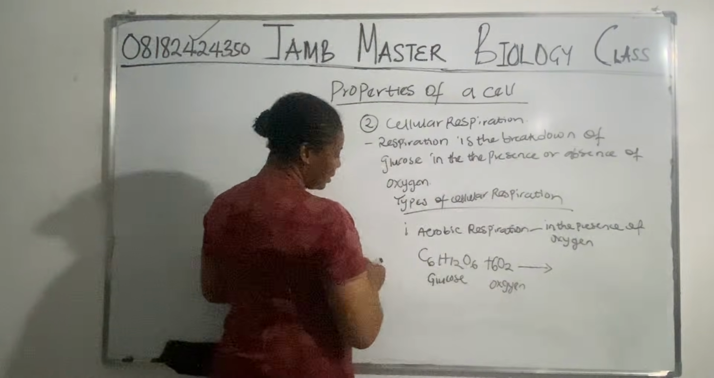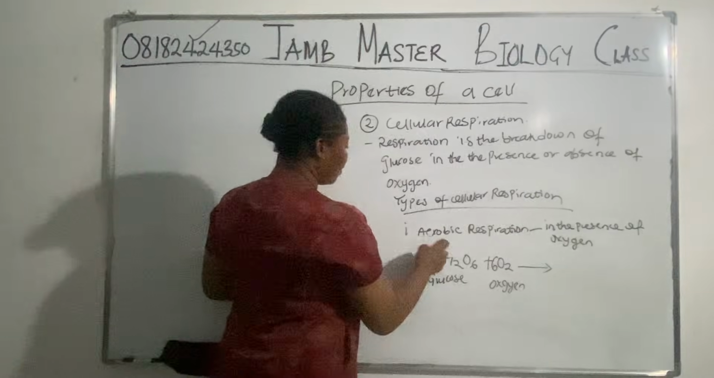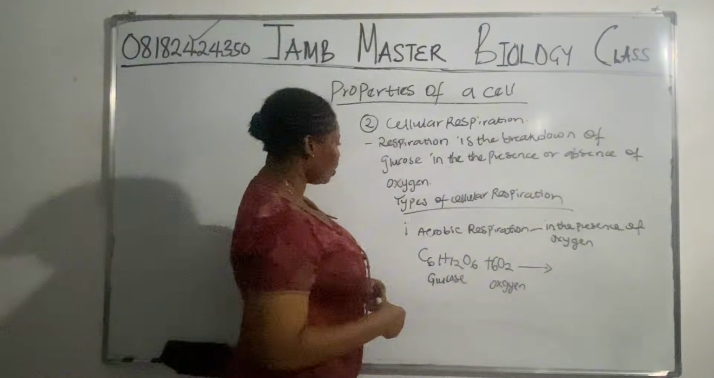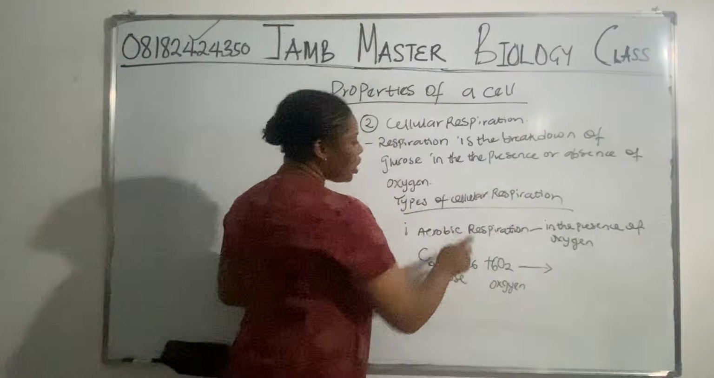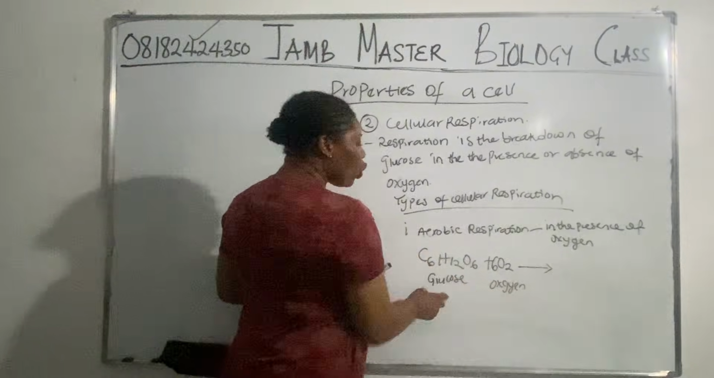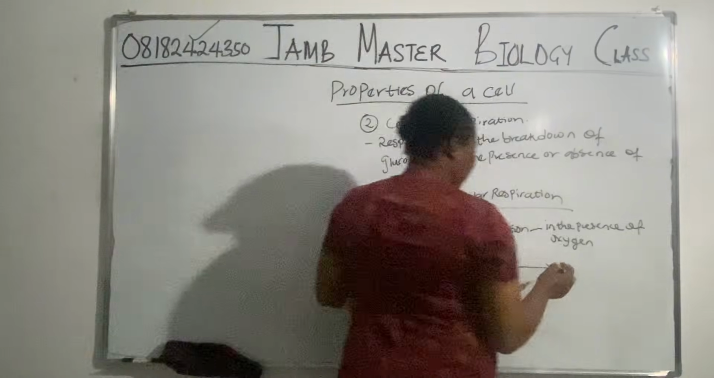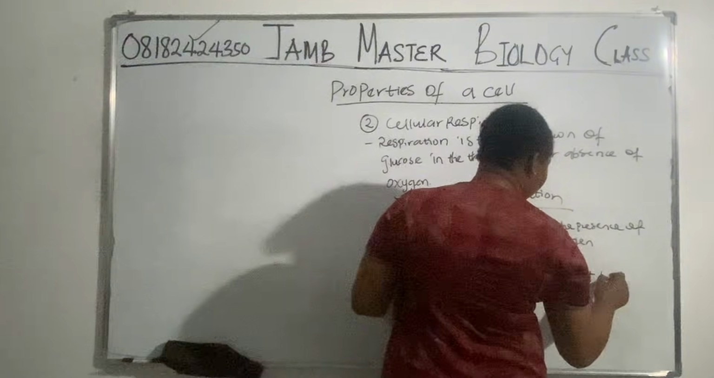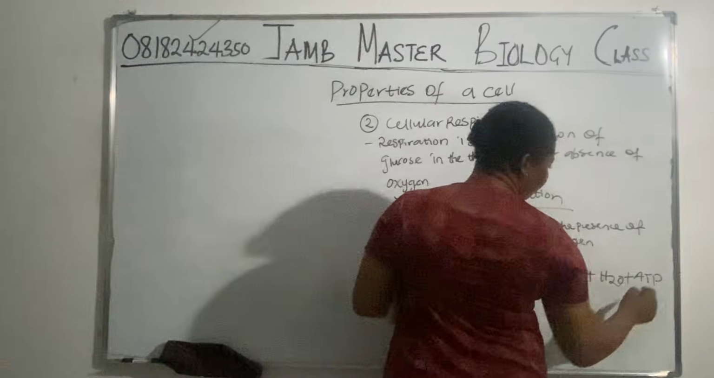This is the glucose. This is the chemical representation of glucose, right? This is how glucose is being represented. So this is glucose in the presence or absence of oxygen. Now, under the types of cellular respiration, we have two. We have aerobic, which is in the presence of what? Oxygen. Now, this is glucose and oxygen. Glucose is broken down as oxygen is present. So it's going to give us carbon dioxide, water, and energy.